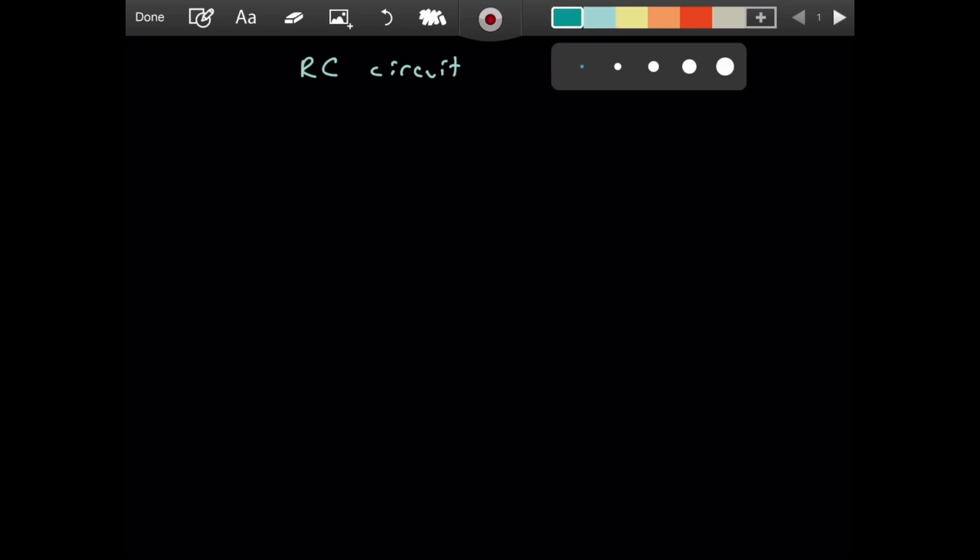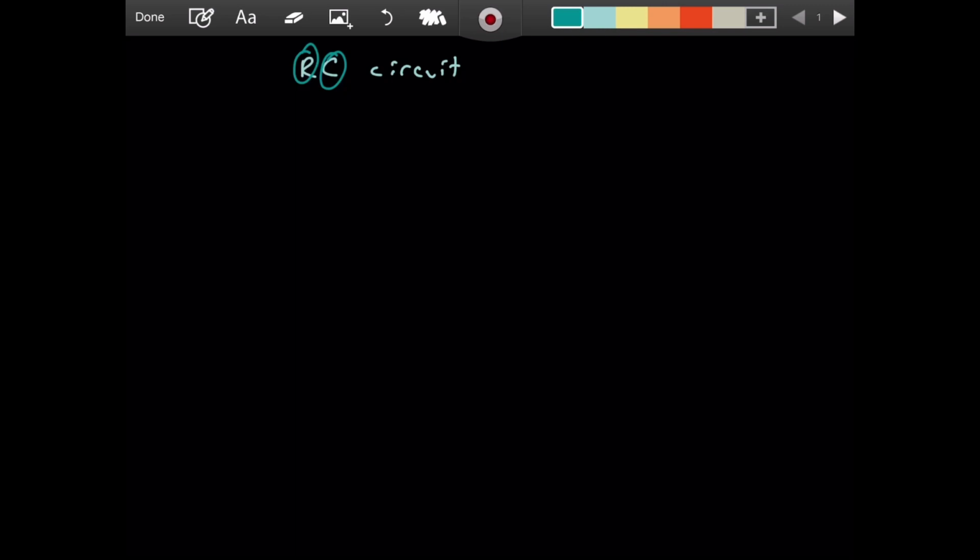Welcome everyone. In this video we are going to derive the formula that describes the charging process of a capacitor in an RC circuit. Now, an important question to ask here is, what is an RC circuit? Well, it basically means that in the circuit there is a resistor and a capacitor. And there's also going to be a battery, a voltage source.